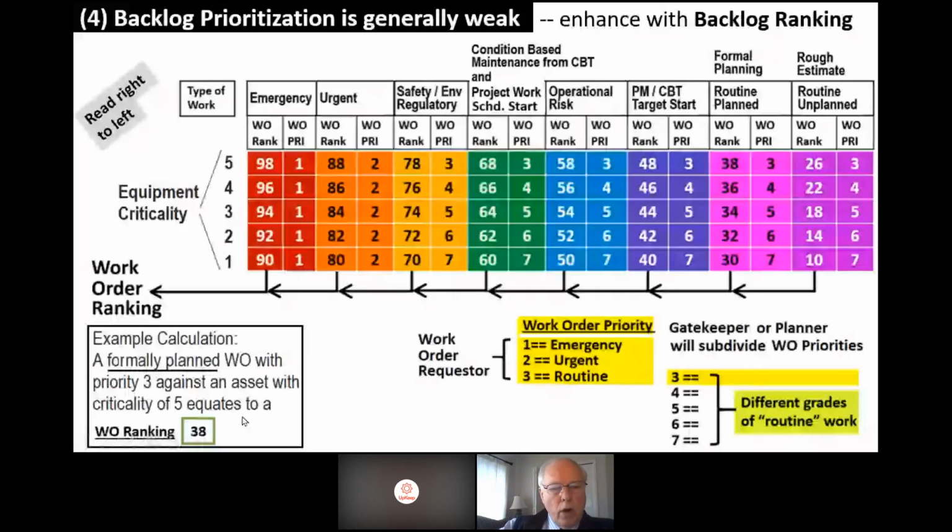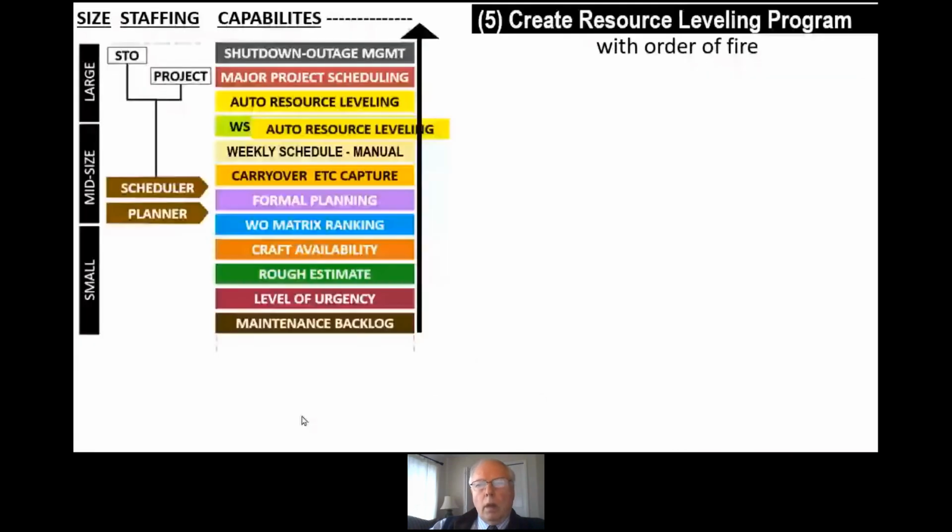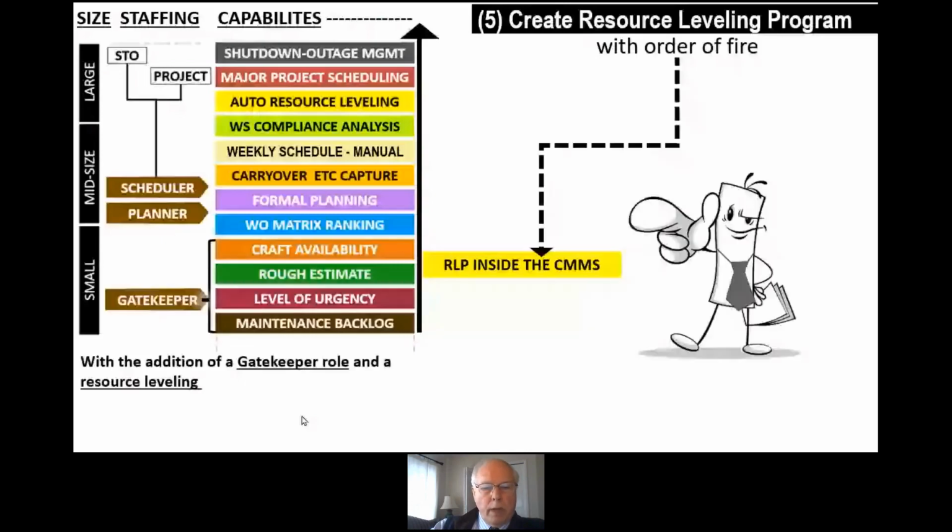Well, let's put in an automation script that populates all work in the backlog each night while you are sleeping, and re-rank the entire backlog using these numbers. This would be a brand new field on the work order titled ranking, and there you go. And we could use that to incorporate into the order of fire. Create a resource leveling program. Well, yeah, that's the automation script, I call it.